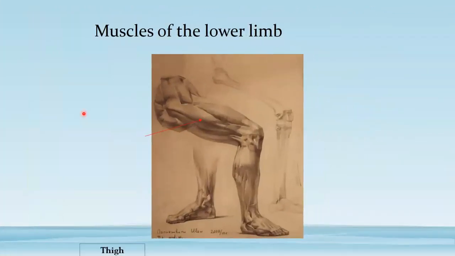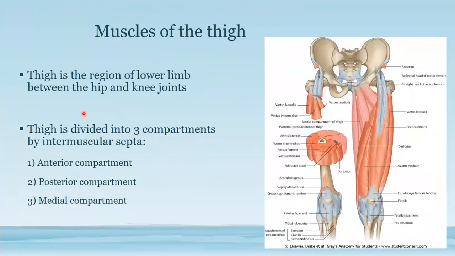Okay, now we go to the muscles of the thigh, the second region of the lower limb. Before I begin, the thigh is the region of the lower limb between the hip and the knee joint. The thigh is divided into three compartments by intermuscular septa: anterior, posterior, and medial compartments. They are the three compartments of the muscles in the thigh.